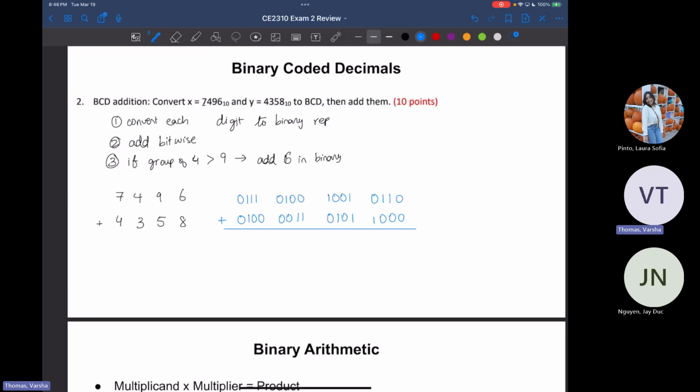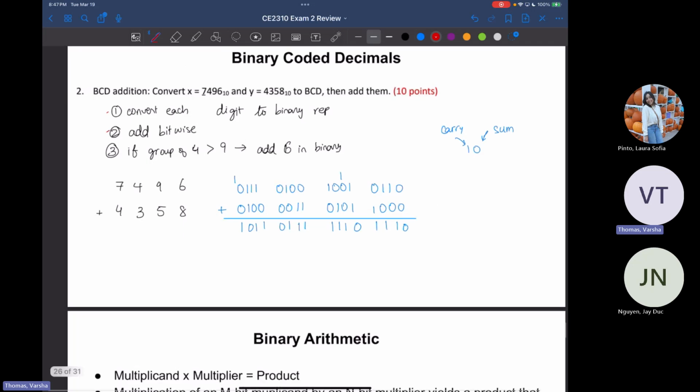So now we're going to do bitwise addition. 0 plus 0 is 0. 1 plus 0 is 1. 1 plus 1 is 2, which in binary is represented as 1, 0. So this is your sum, and this is your carry. So 0, carry the 1. Add the 1, add the 1, add the 1. Okay? So we've done parts 1 and 2.